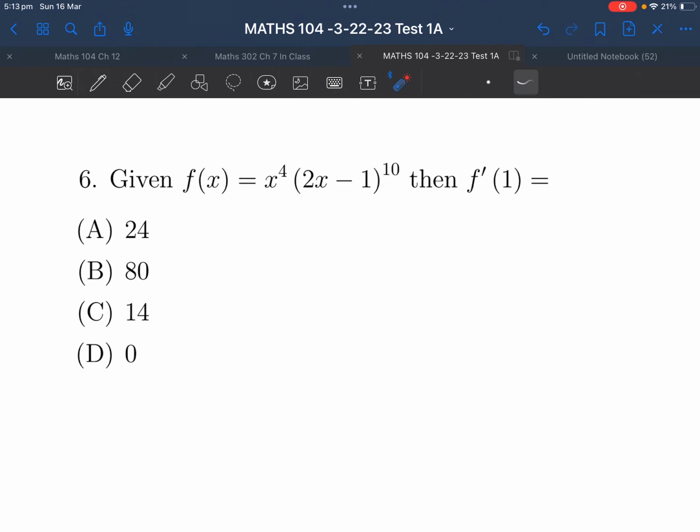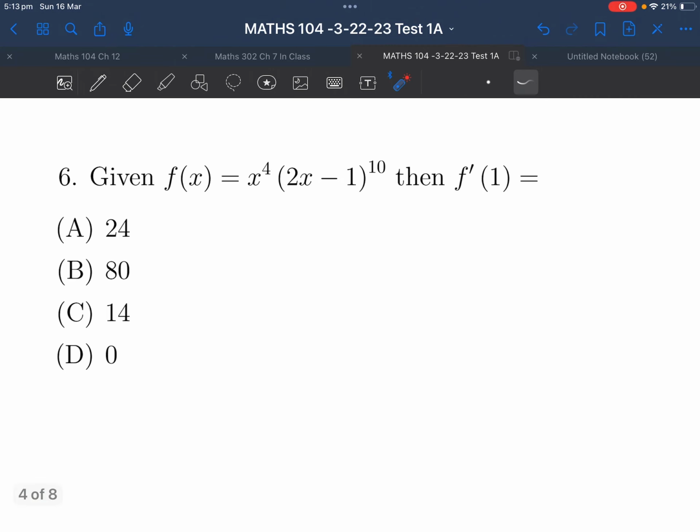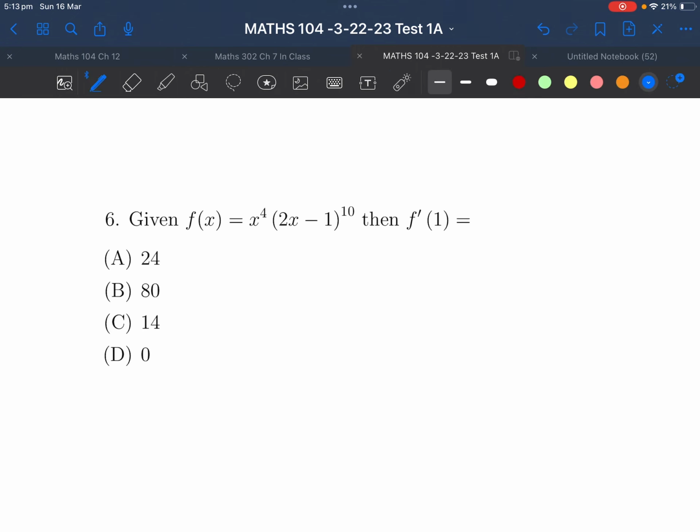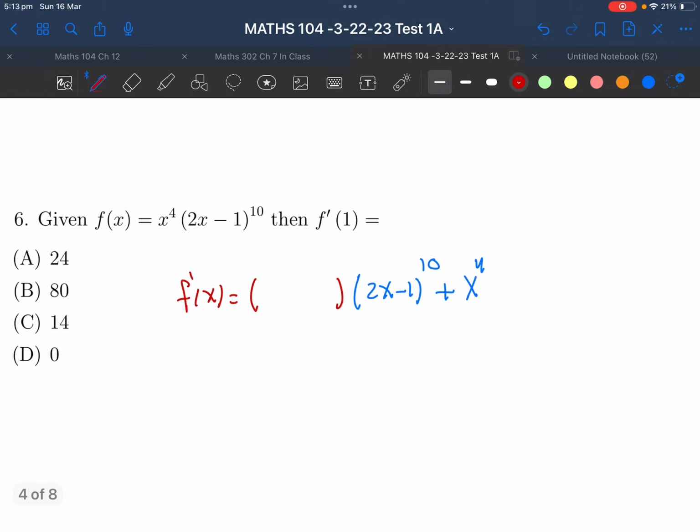Finally, we have this question here, which needs the product rule and the chain rule. Why do we need the product rule? Because we have two functions. The product rule says derivative of the first times the second, this is the second, plus the first times the derivative of the second. Now, the derivative of the first is 4x cubed. What is the derivative of the second?